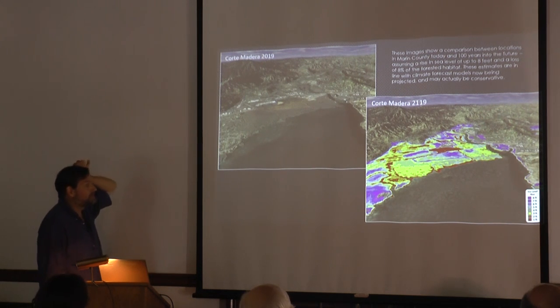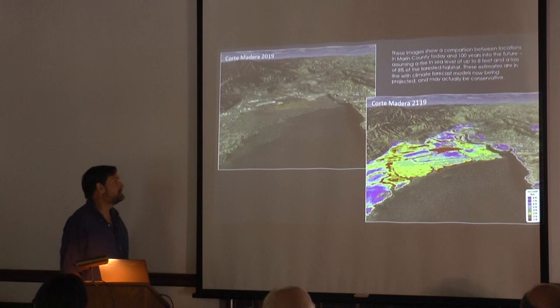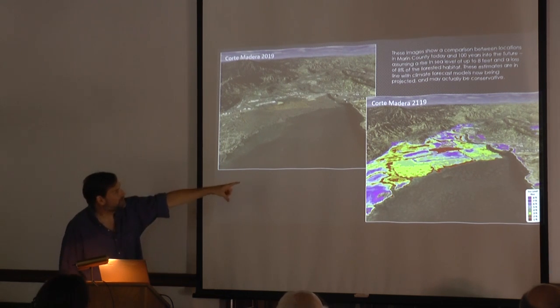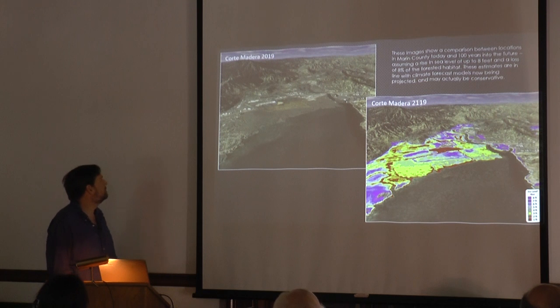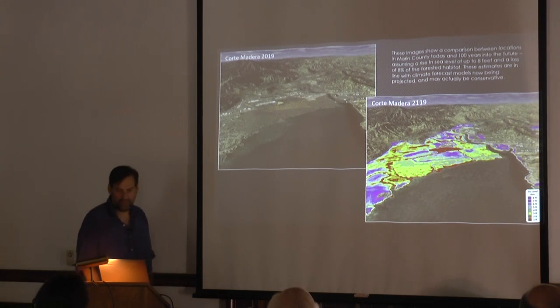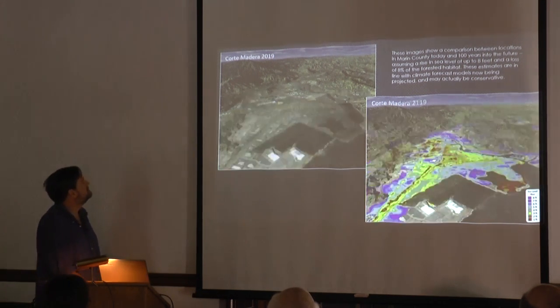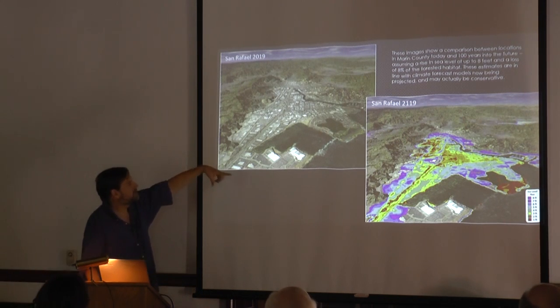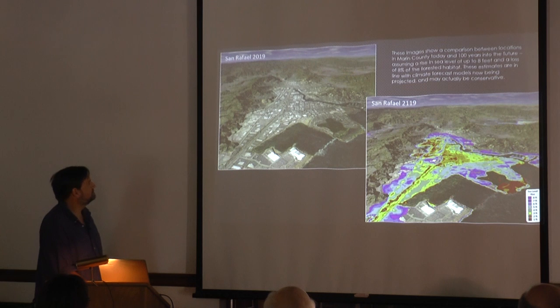So within the next 100 years, we're going to have to solve that issue about how people are going to get across. Is it going to be a bridge going across that area or what? This is San Rafael. A lot of industrial area is going to get completely inundated.